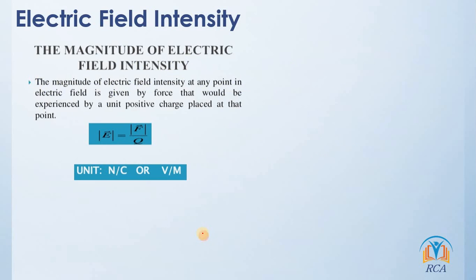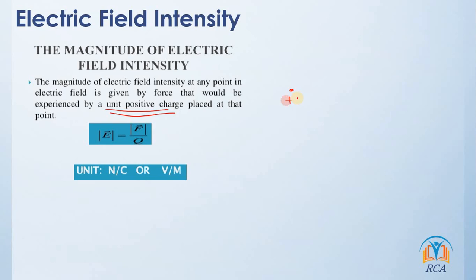Now let's try and understand what is electric field intensity. Now this is really important because this is going to be the core to the entire lecture and the concepts coming ahead. What is the magnitude of electric field intensity? So the magnitude of electric field intensity at any point in the electric field is given by the force that would be experienced by a unit positive charge placed at that point. Now before coming to the formula, let's understand what is meant by the statement.